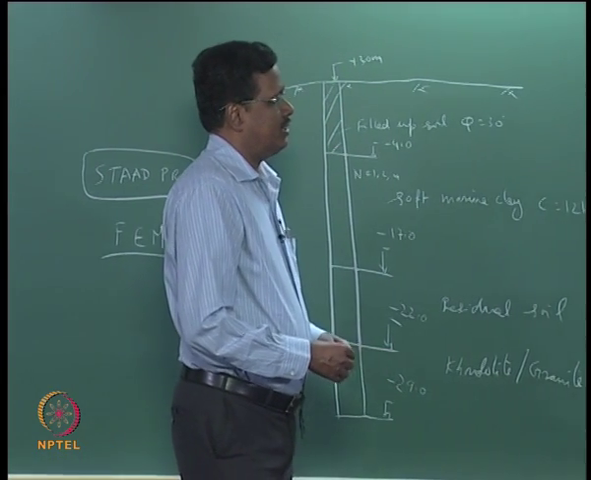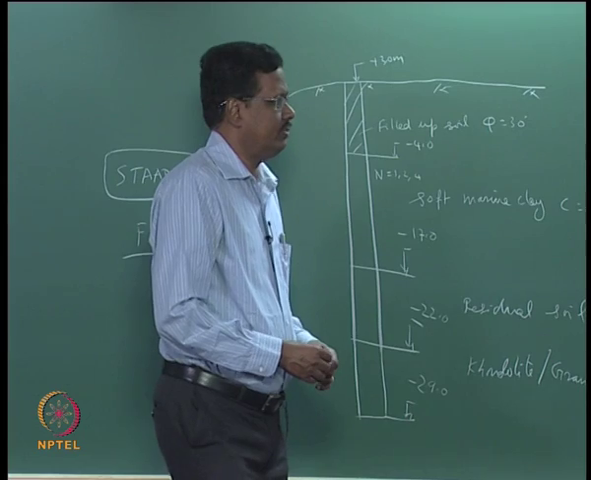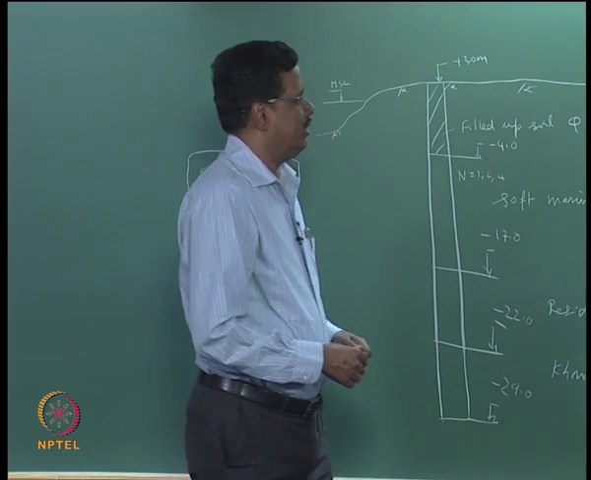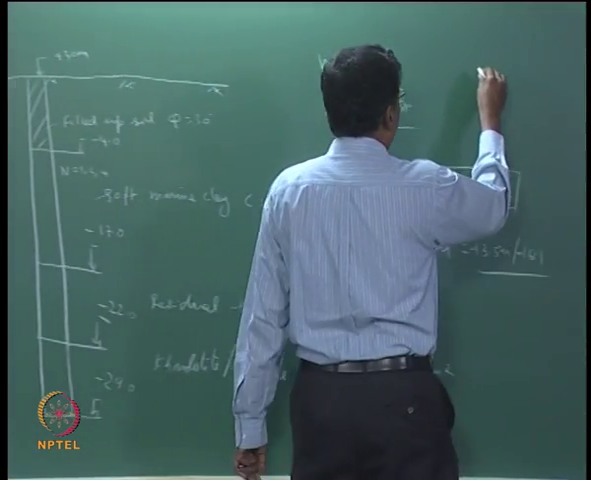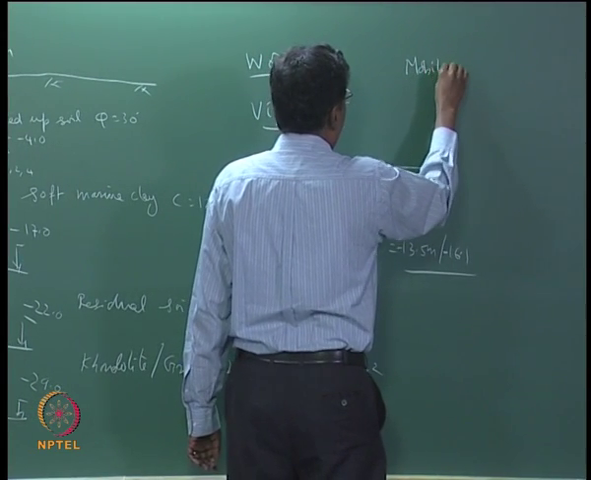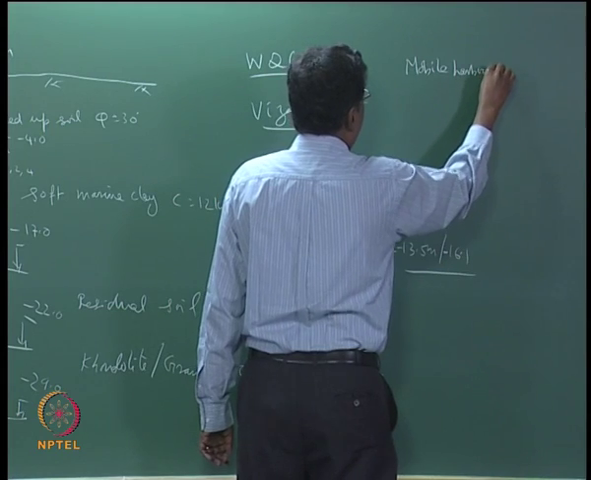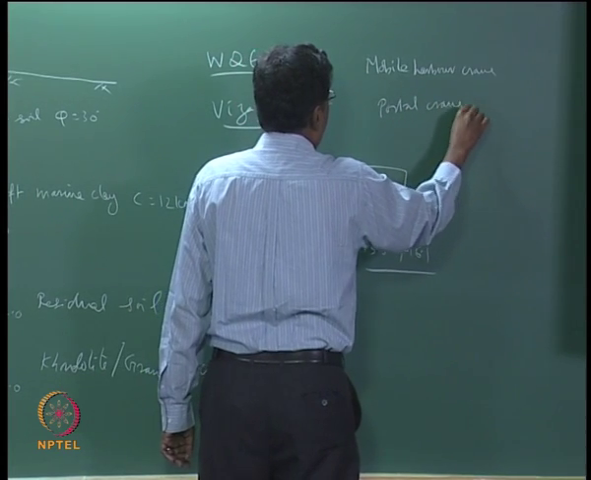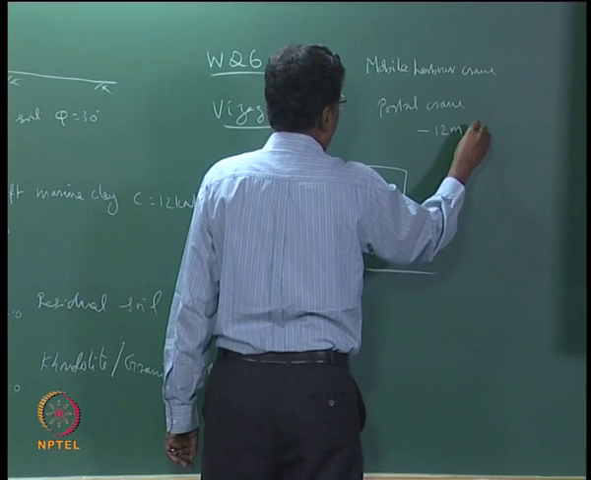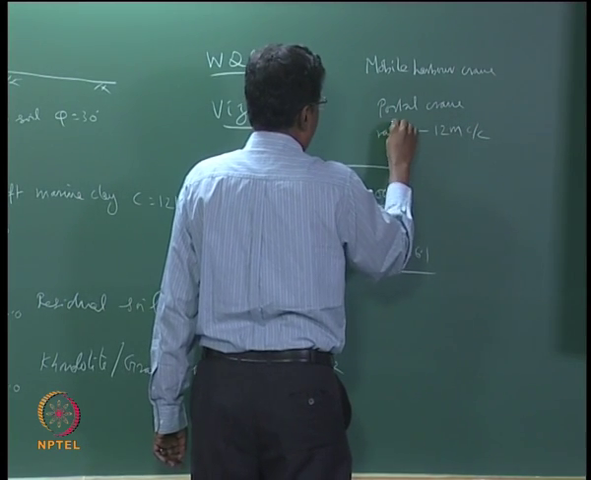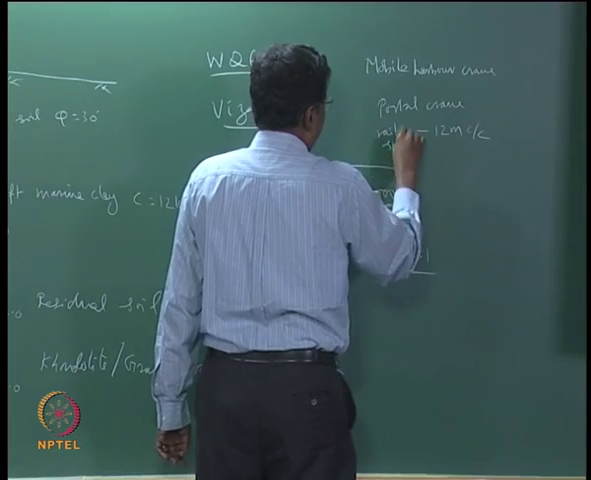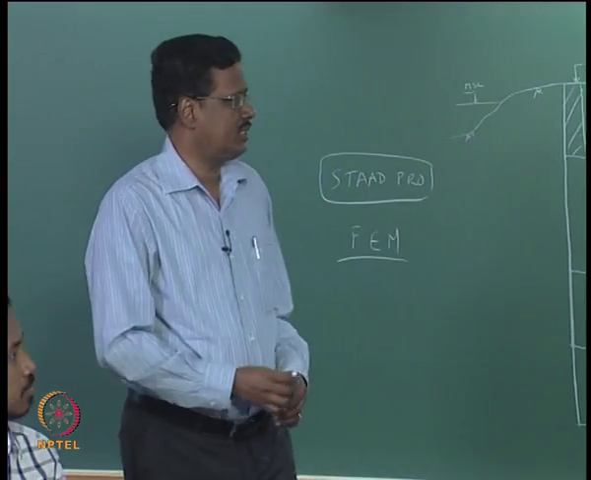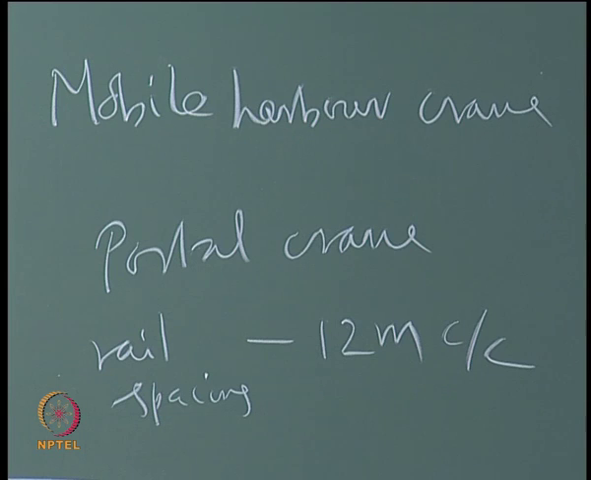Another important criterion is the type of structure which you have to do. We are going to do a pile supported structure with diaphragm wall and raker piles. Then what is the crane they are going to use for this? They are going to use two types of crane. One is the mobile harbor crane, another is a portal crane. This portal crane rail spacing is 12 meters center to center. So, that means you need two rails, one on the sea side, another on the land side. The spacing is about 12 meters.